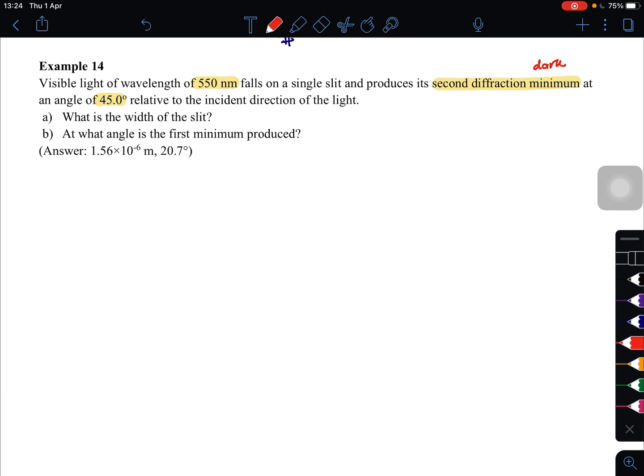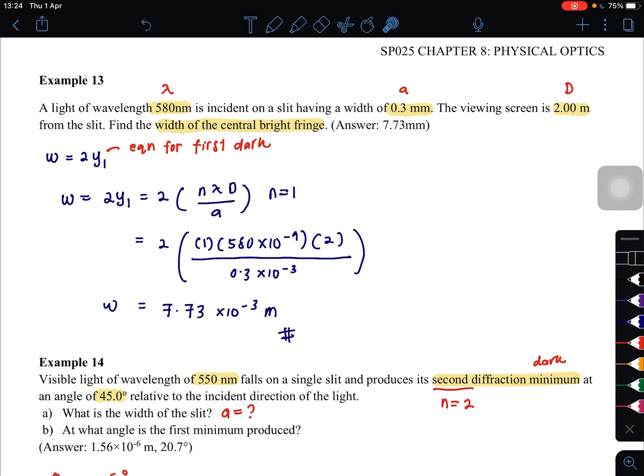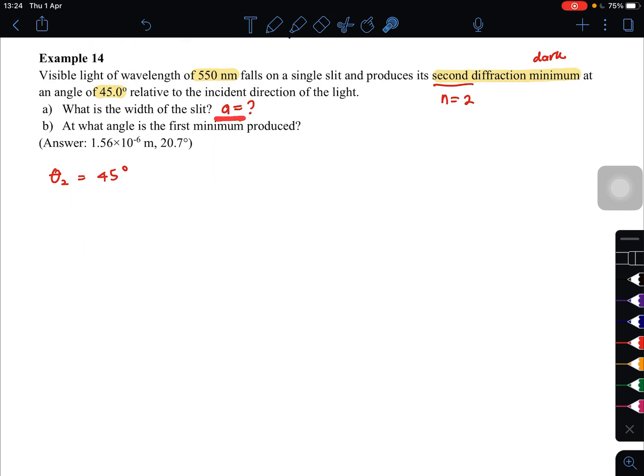Which means angle dekat second. So second, N adalah sama dengan 2. So angle 2 will be 45 degree. And then first question, what is the width of the slit? Okay, ingatlah width of the slit is basically a. So yang tadi tu is the width of the central bright, which is why Miss letak dia W. So dia adalah for the central bright. But kalau untuk slit dia adalah a. So we want to find a.